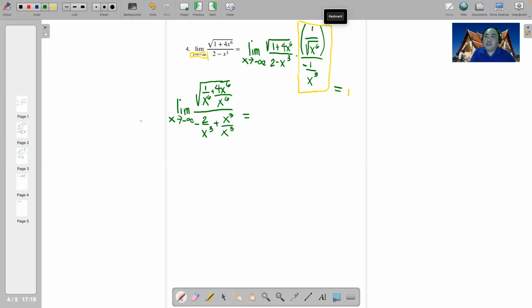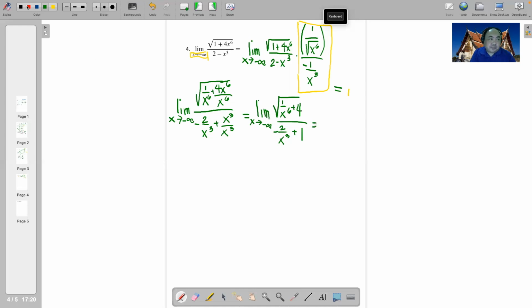Sir, this can further simplify into the limit of the square root of 1 over x to the sixth plus 4, divided by negative 2 x cubed plus 1, as x approaches negative infinity.